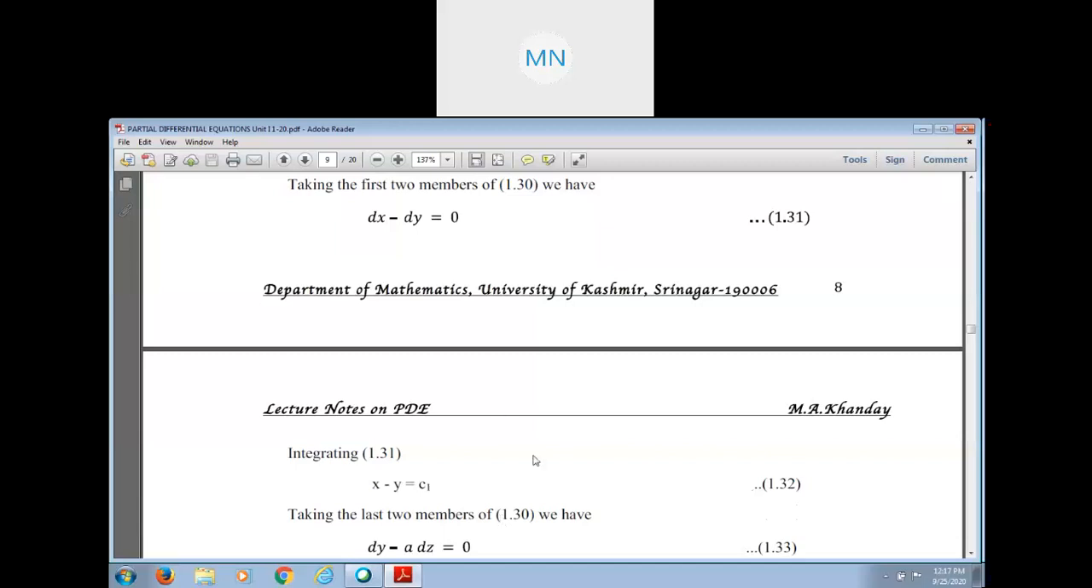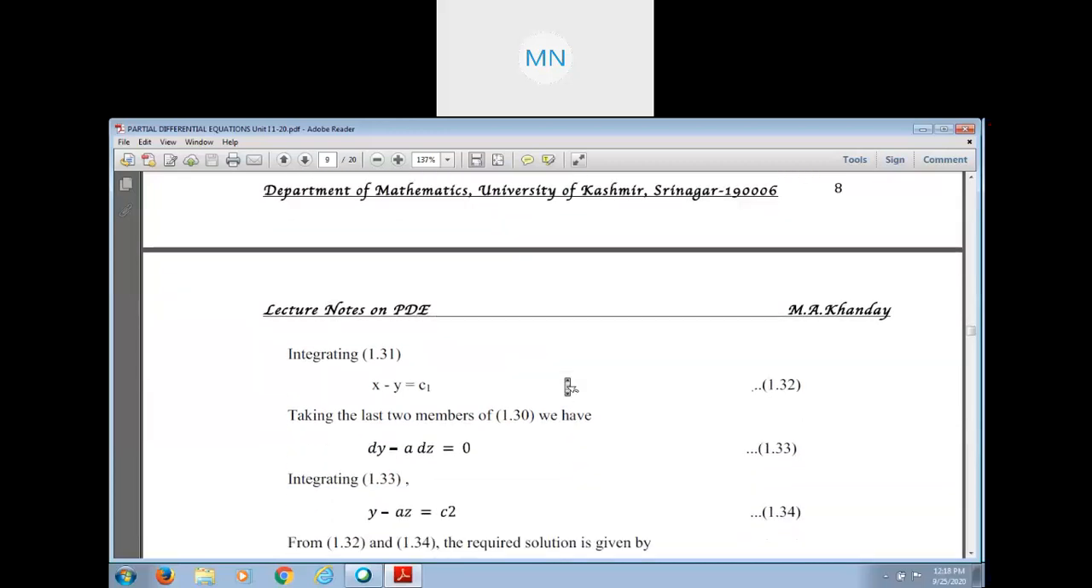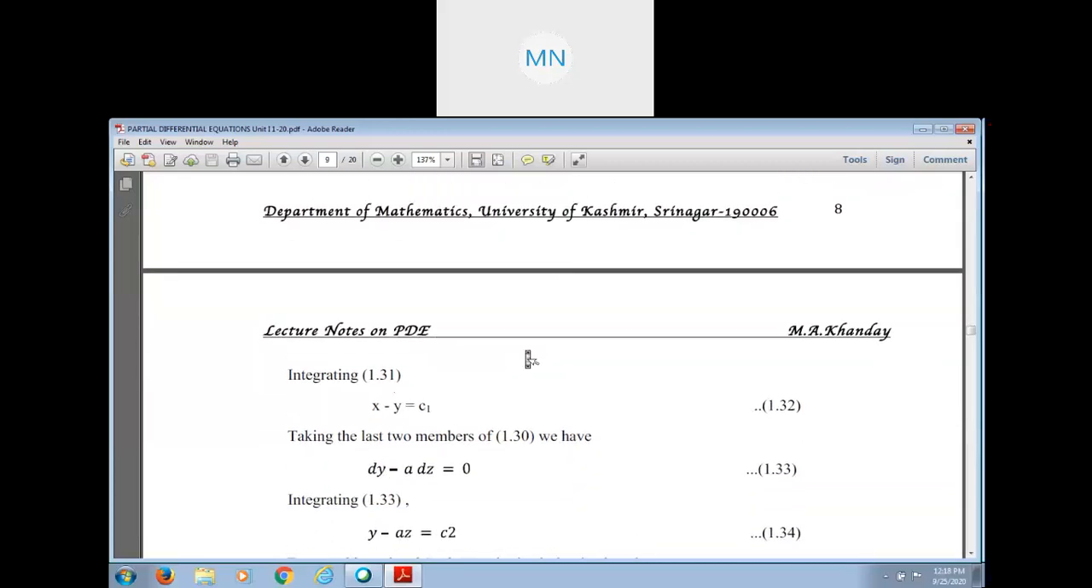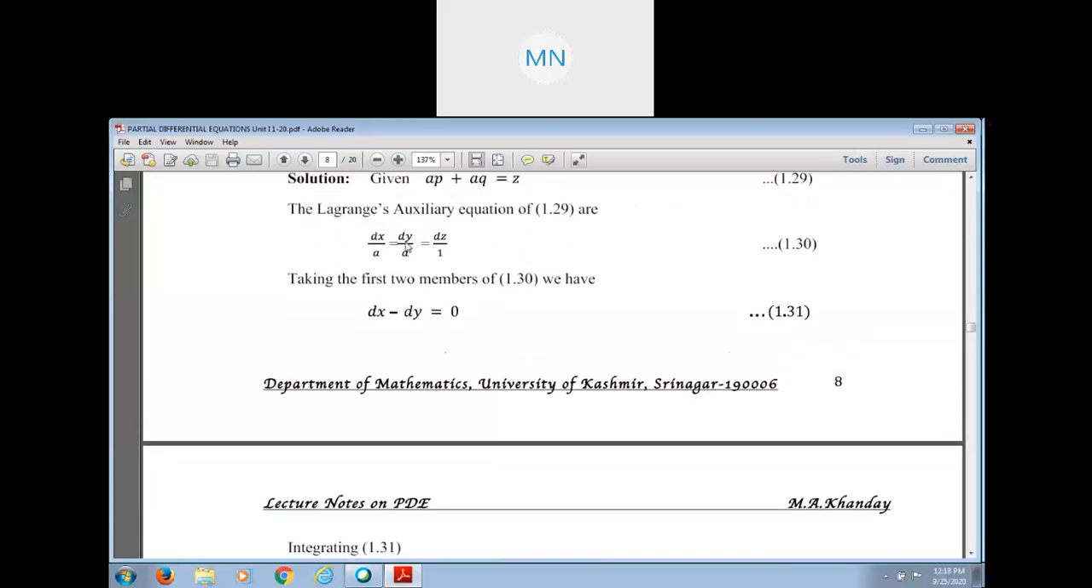Then you have to take the first and second term. After that you have to take the second and third term. Okay, dy by a equals dz by 1. If we take these two terms, suppose dy by a equals dz by 1, then it will be what? dy minus a dz is 0.